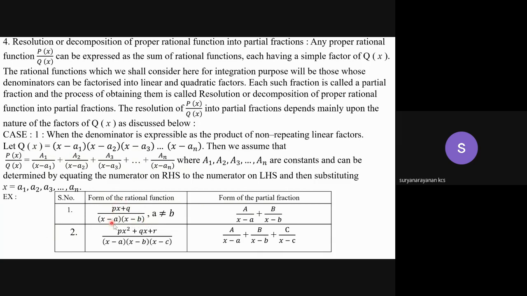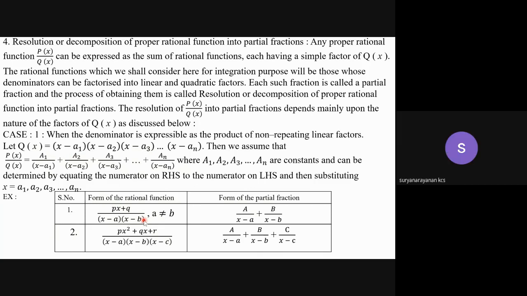If you observe this rational function, is it a proper rational function or not? Tell me, is it a proper rational function or not? Yes, sir, proper. Tell me why it is a proper rational function. How do you say it is a proper rational function? The degree of the numerator is less than the degree of the denominator. What is the degree of the numerator? 1, sir. Good. What is the degree of the denominator? 2, sir.